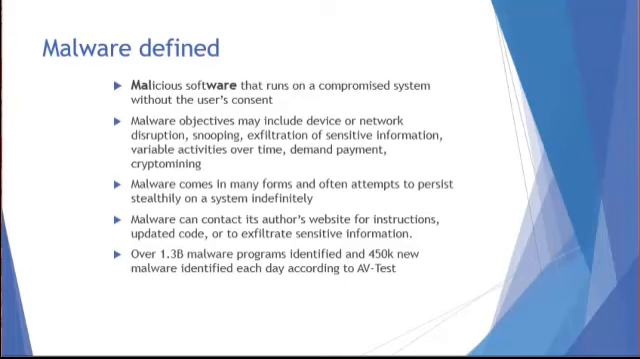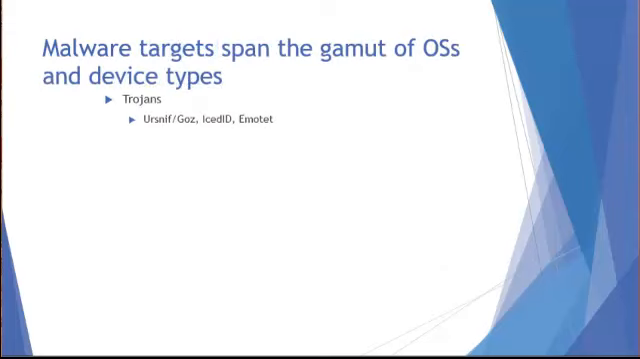Malware comes in many forms, as we'll see. We'll take a quick sample of that, and it can persist stealthily on a system indefinitely if it's not detected and eradicated. As I mentioned, malware can also contact its author's website for instructions, code, and also to transmit sensitive information. According to AV-Test, over 1.3 billion malware programs have been identified, and about 450,000 more are identified every day. So it's quite a dynamic industry, unfortunately in the bad way, in terms of the proliferation of malware and its impacts on organizations.